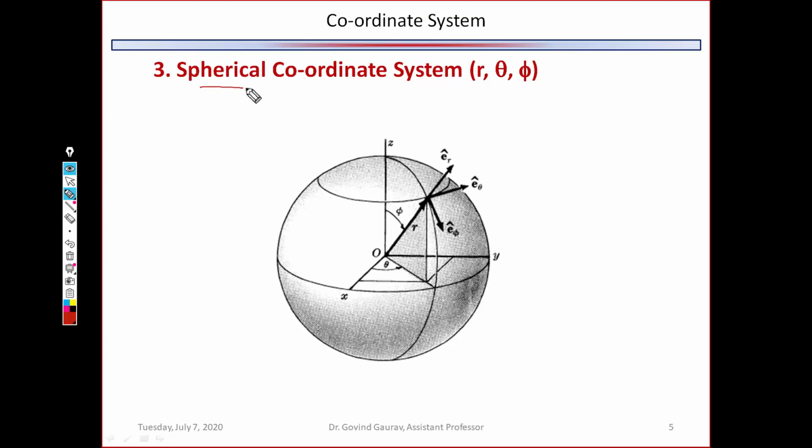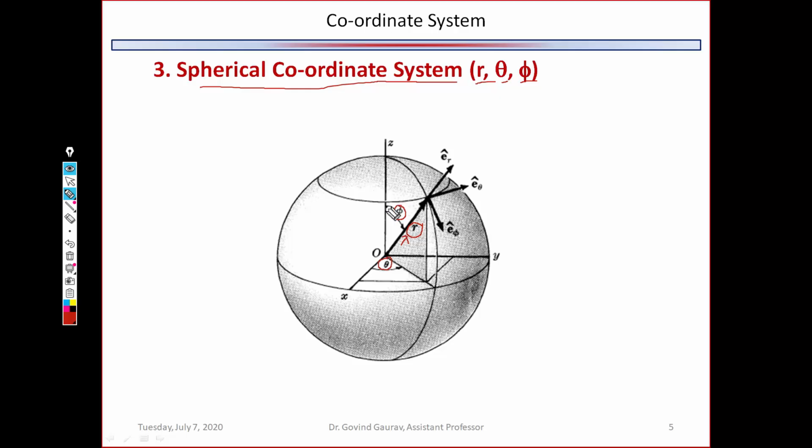The third coordinate system which we have is the spherical coordinate system, which is in the form of r, theta and phi, where r is a vector pointing away from the origin. Theta is an angle with respect to the x-axis and phi is the angle which the vector makes with respect to the z-axis.